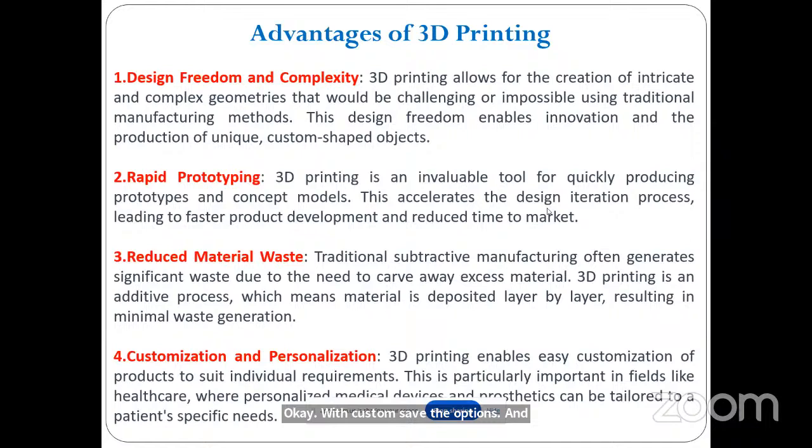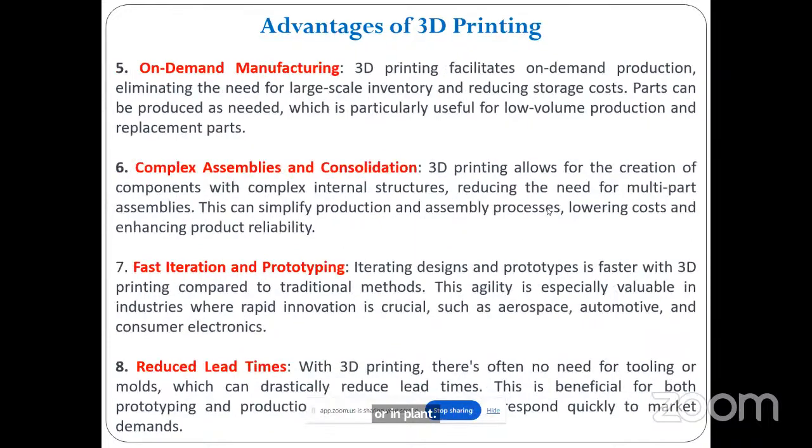Rapid prototyping, so quickly we can produce the concept models. Then reduced material waste compared with the traditional subtractive process. Customization and personalization: for healthcare industries, mainly when we want to make some prosthetics or implants, we go with this 3D printing process. And on-demand manufacturing, it eliminates the inventory cost as well. So we can go with 3D printing whenever it is needed.